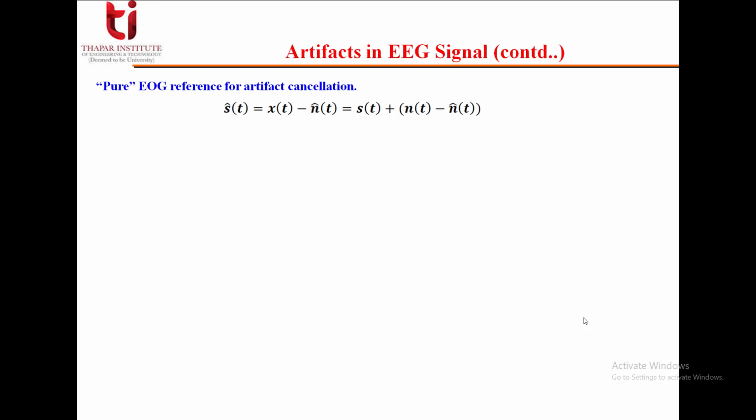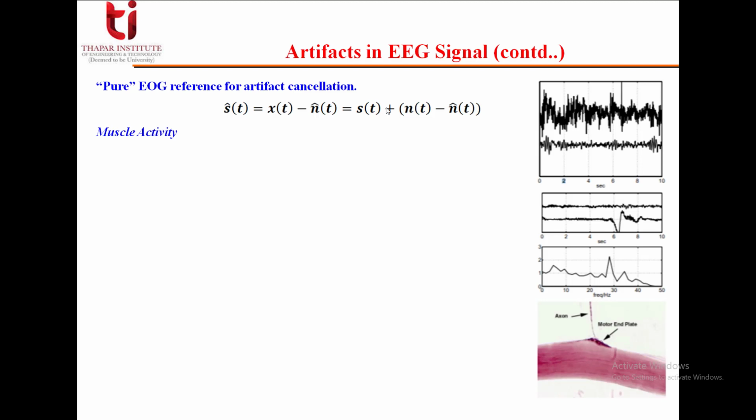If we talk about pure EOG reference for artifact cancellation, we can say that Ŝ(t) is nothing but x(t) minus N̂(t), which is basically the noise. So x(t) is nothing but signal plus noise, so we can write it as s(t) plus n(t). So in total it will become s(t) plus n(t) minus N̂(t). So this N̂(t) should be n(t) to recover a corrected signal, that is s(t).